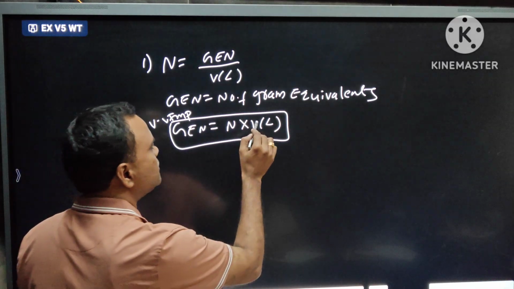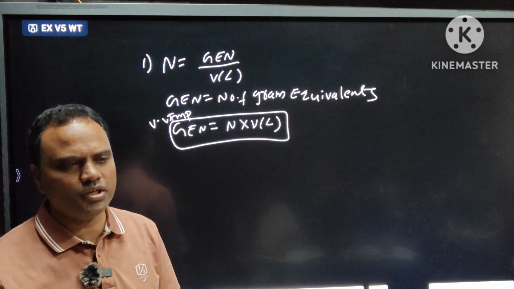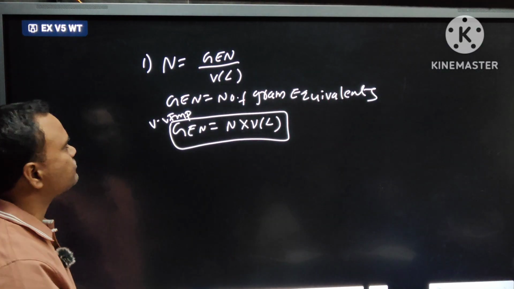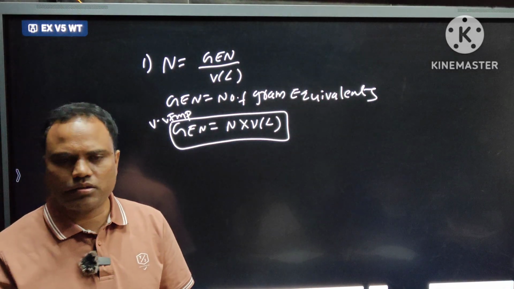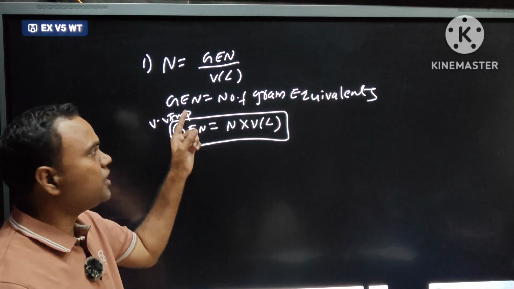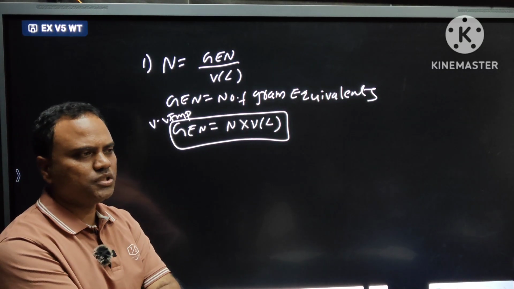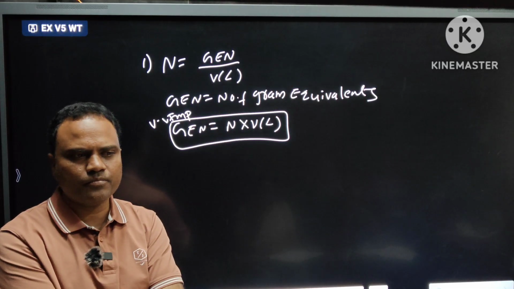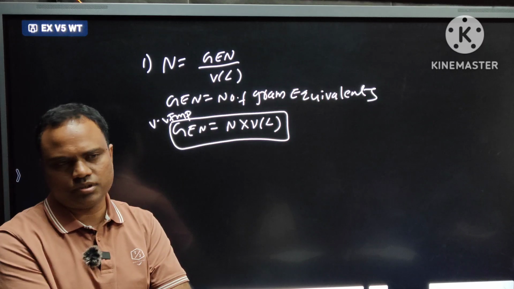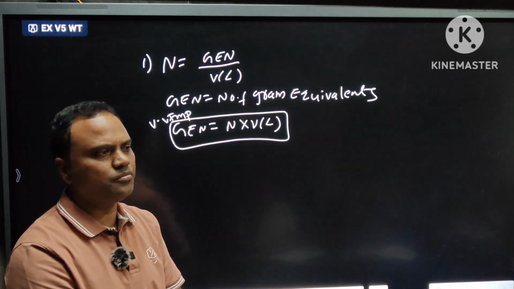What is the expression for GEN? Normality into volume in liters. Okay, see all the formulas of normality. First formula, normality is equal to number of gram equivalents by volume in liter. Number of gram equivalents is equal to normality into volume. Very, very important.